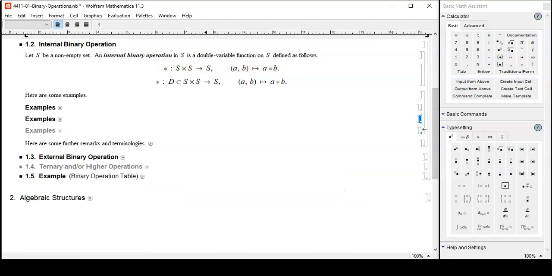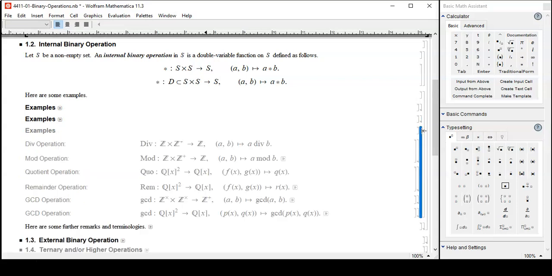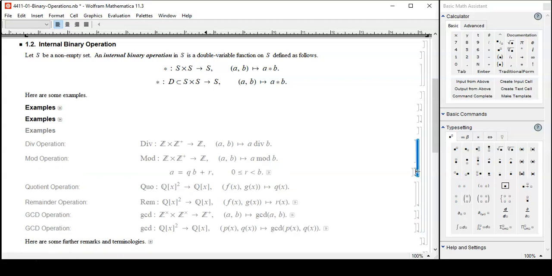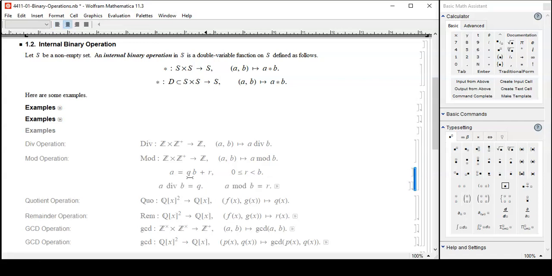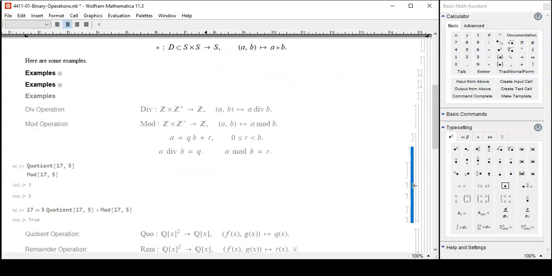Okay, we have some further examples here, and those are for the student who went through number theory already. Div operation and mod operation, do you remember those? Division algorithm here, and then taking the quotient q, that's the div operation, and taking the remainder, that's the mod operation. Remember those? So here's some examples.